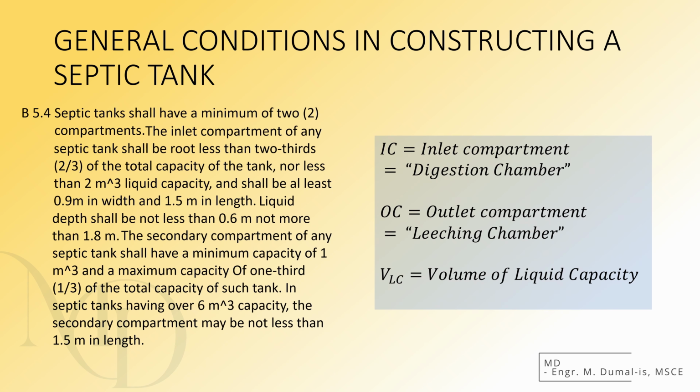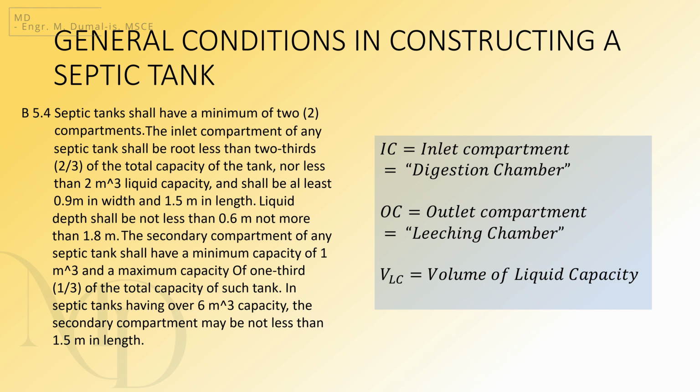With all that said, the next concern will be how to design a septic tank. In B5.4, the requirements for septic tank compartments are shown. Every tank must have at least 2 compartments. The inlet compartment, also known as the digestion chamber, must hold not less than 2/3 of the total liquid capacity. It must also be at least 2 cubic meters in volume, not less than 0.9 meters wide, and 1.5 meters long. The liquid depth should be no shallower than 0.6 meters and no deeper than 1.8 meters.